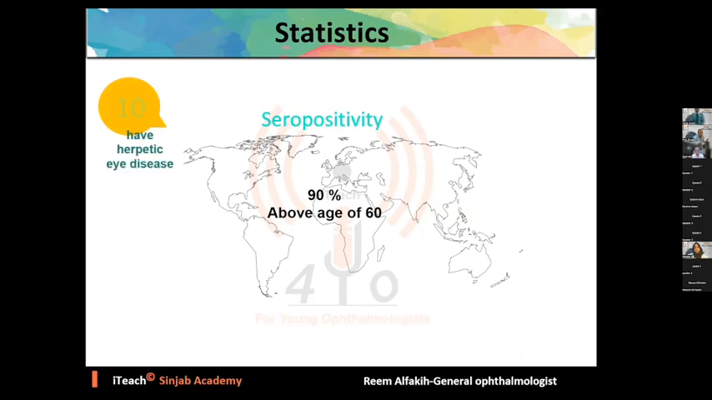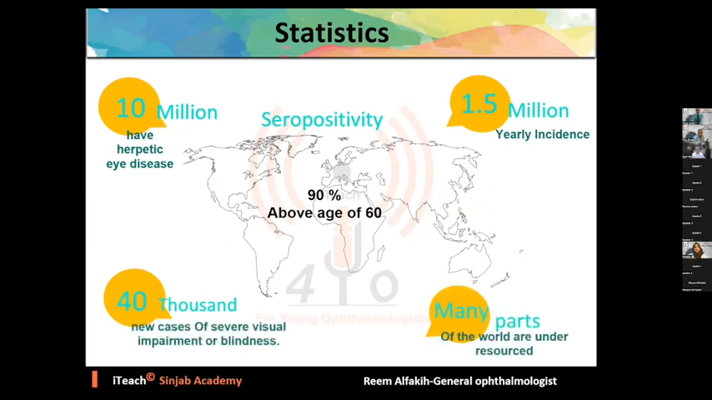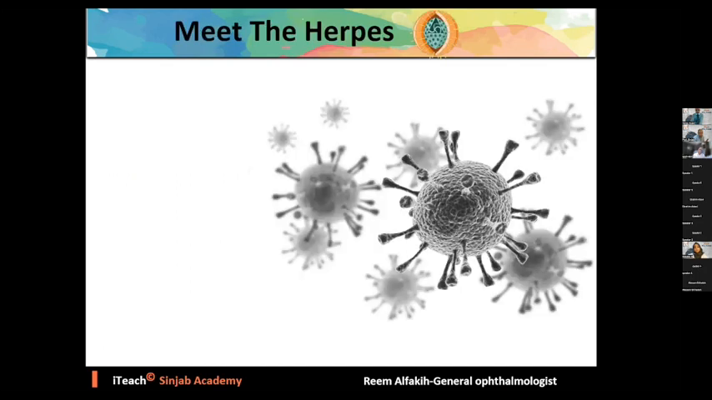With a seropositivity of 19% above the age of 60, the statistics show that 10 million have herpetic eye disease, with 1.5 million of yearly incidence, 40,000 new cases of severe visual impairment or blindness each year, putting in mind that many parts of the world are still under-resourced.